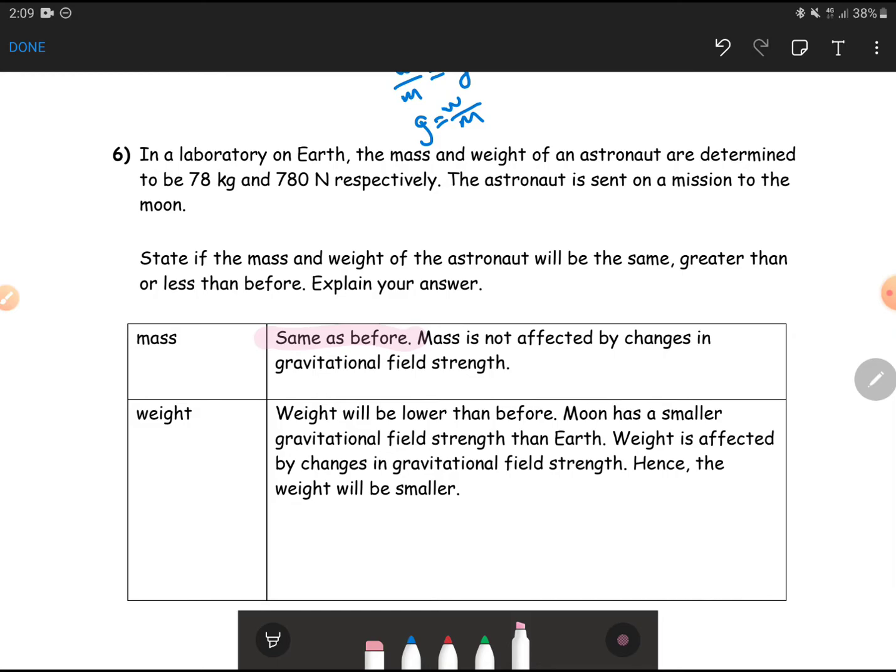So let's say, for example, I have a mass of 50 kg on Earth. I will have a mass of 50 kg on the moon. I will have a mass of 50 kg when I'm in space. But on the other hand, weight is affected by gravity. If you go to the moon, because the moon has a lower gravitational field strength, the weight will be smaller. And if you go to space, then you will be weightless, because there's no gravity in space, there's no weight. It's as simple as that.